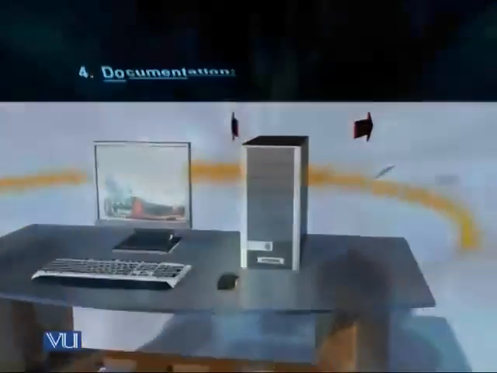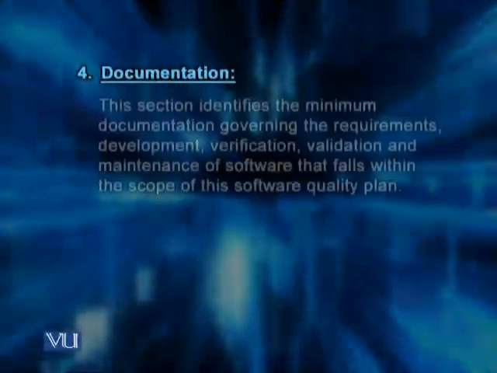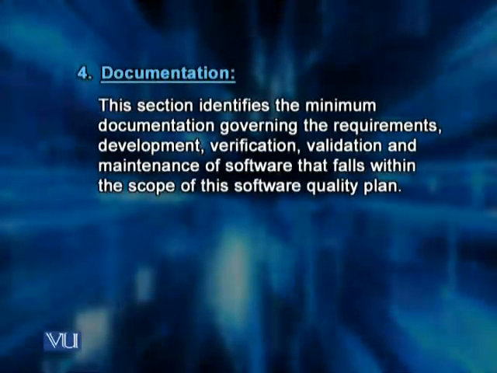The next section is the section titled documentation. This section identifies the minimum documentation governing the requirements, development, verification, validation, and maintenance of software that falls within the scope of this software quality assurance plan.